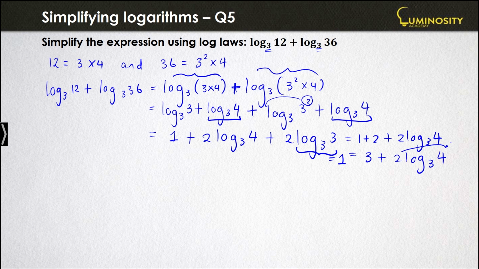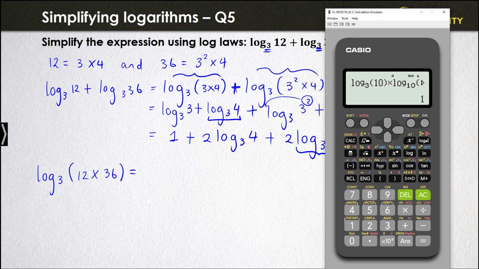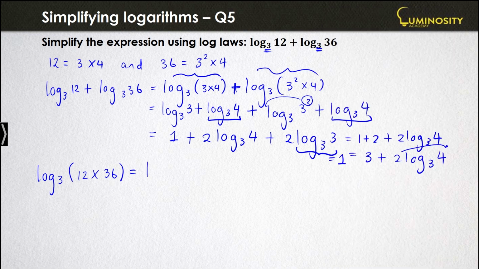We could have done this in an alternative way as well. Because these bases are the same, we can go backwards and use the log multiplication law. So I can group it as log base 3 of 12 times 36. So if we do that, 12 times 36 is 432. Log base 3 of 432. That is another simplified form that we could have used. Both these forms are simplified and they are equivalent.